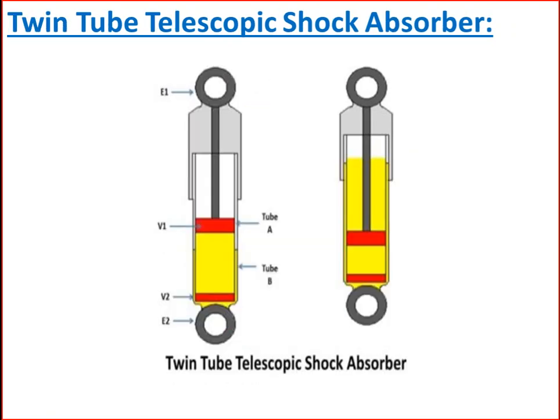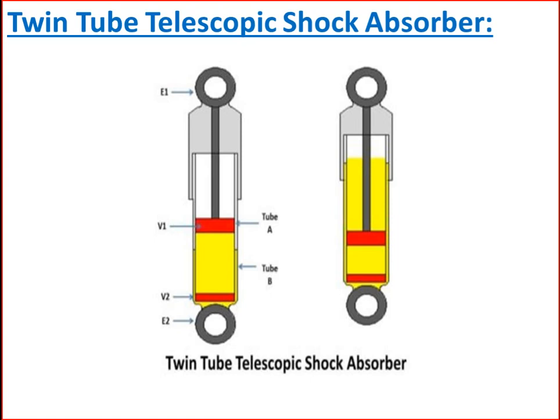Now let's head toward the twin tube telescopic shock absorber. As the name implies, these have two tubes. Before discussing it, let's try to read out the picture. As shown in the diagram, this type of shock absorber has a twin tube, one inner tube shown by symbol A and the other outer tube shown by symbol B.